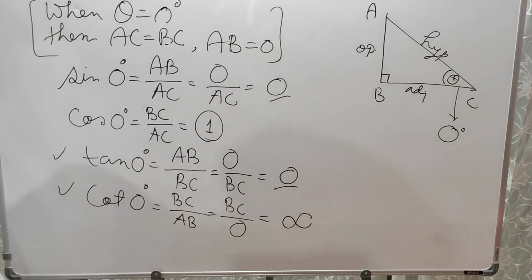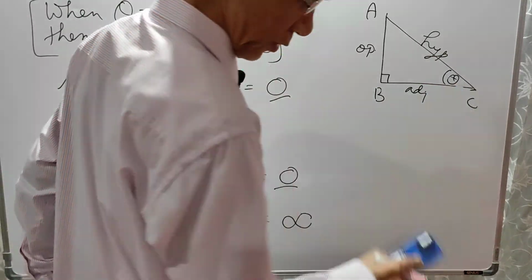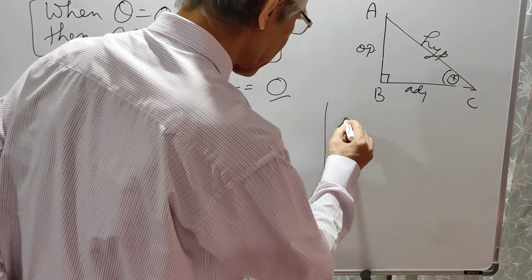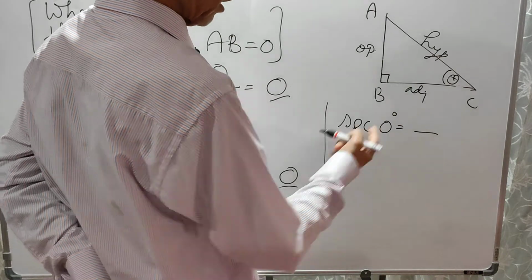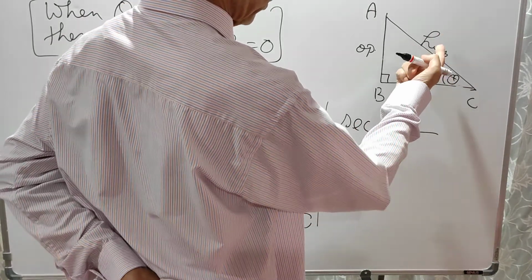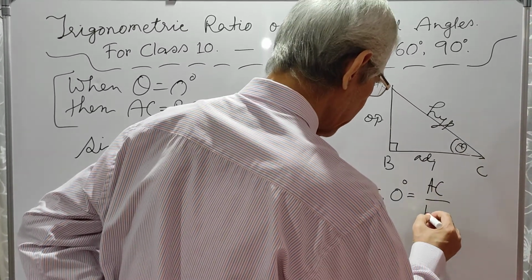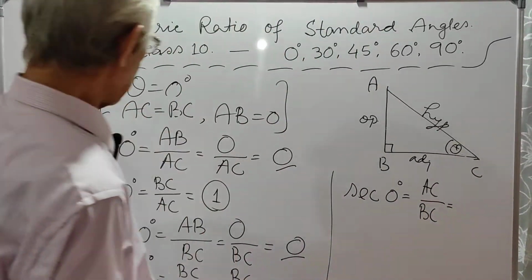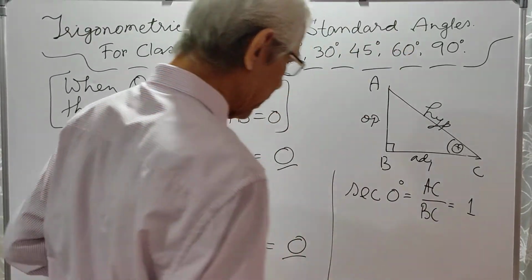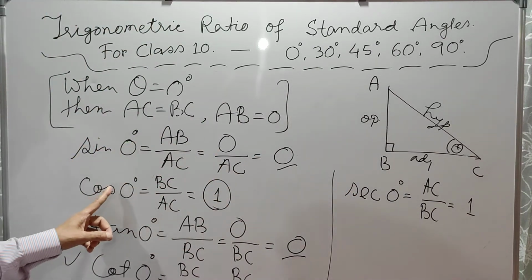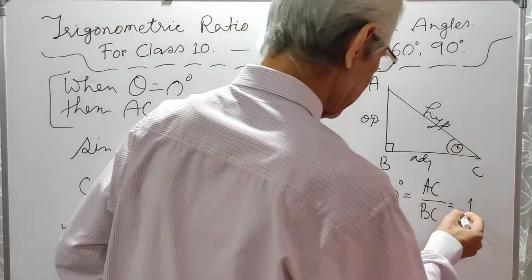All right, so next, sec and cosec. Let us find out. Sec of 0 degree is hypotenuse by adjacent, AC by BC. AC and BC are equal, therefore AC by BC will be 1. Now sec and cos are reciprocals of each other. So cos is 1, and the reciprocal of 1 is 1, isn't it? So this is the value of sec 0.